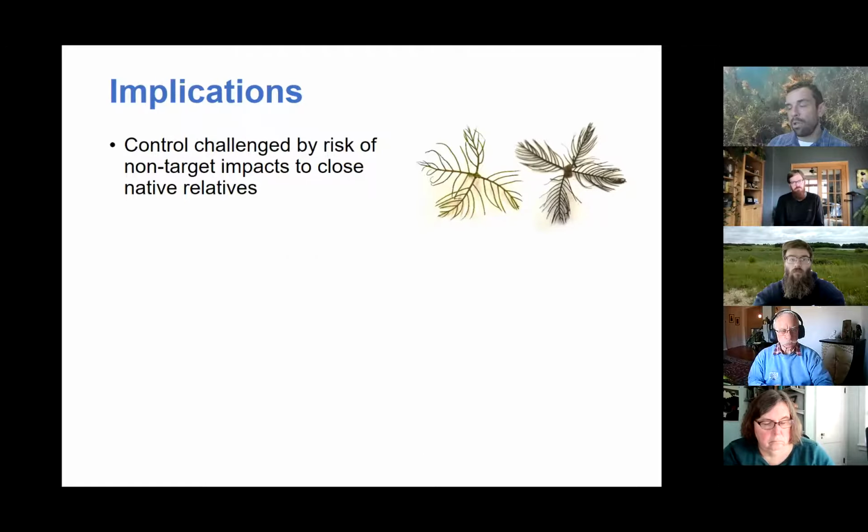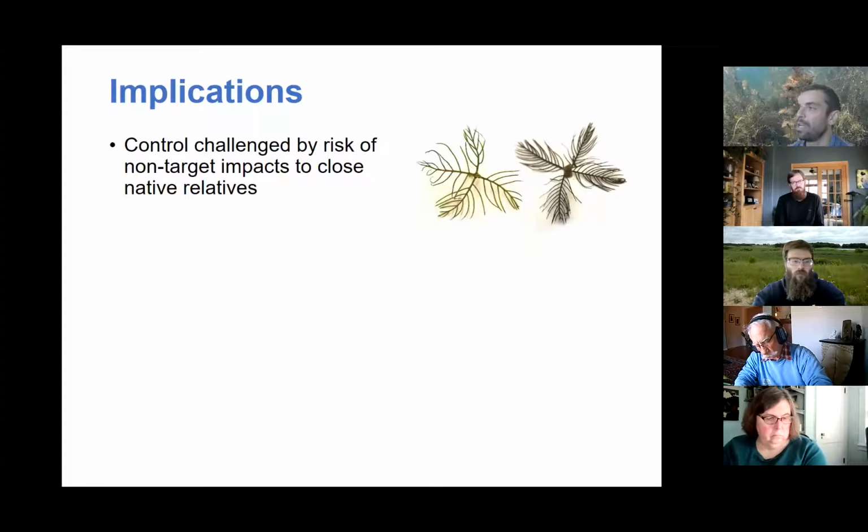Control is challenged by the risk of non-target impacts to close native relatives. So in aquatic plant management, the goal is specificity, to be able to kill the target species without causing collateral damage to native species. That becomes more difficult if you have very close relatives present that are likely to be growing in the same places at the same times, having susceptibility to the same active ingredients.